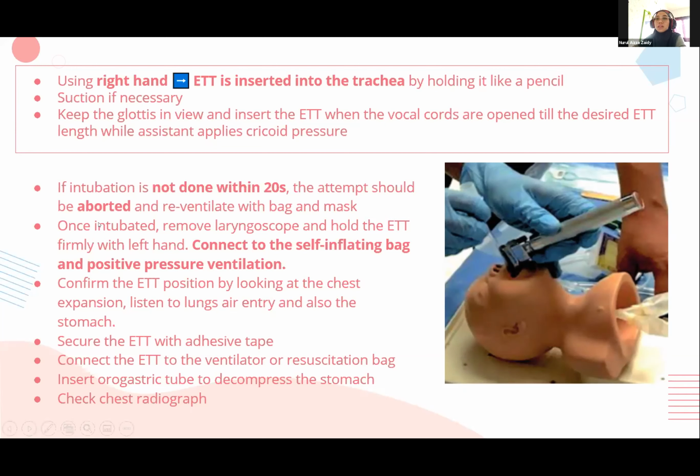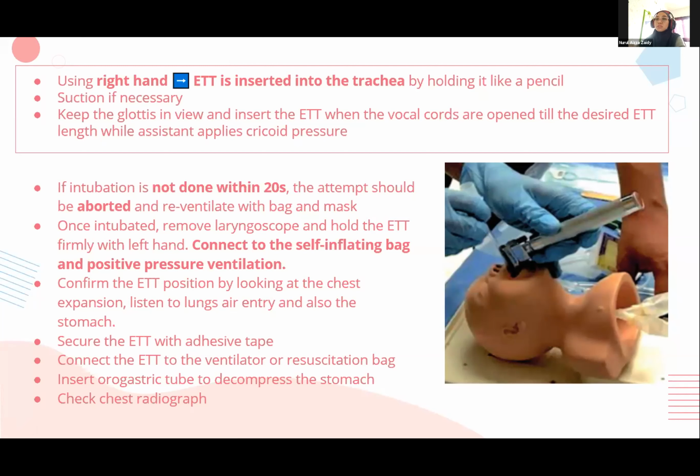If intubation is not done within 20 seconds, the attempt should be aborted, and the patient needs to be reventilated with bag and mask. Once the intubation is successful, remove the laryngoscope from the left hand, and now hold the ETT firmly with the left hand. Then connect to the self-inflating bag and give positive pressure ventilation.